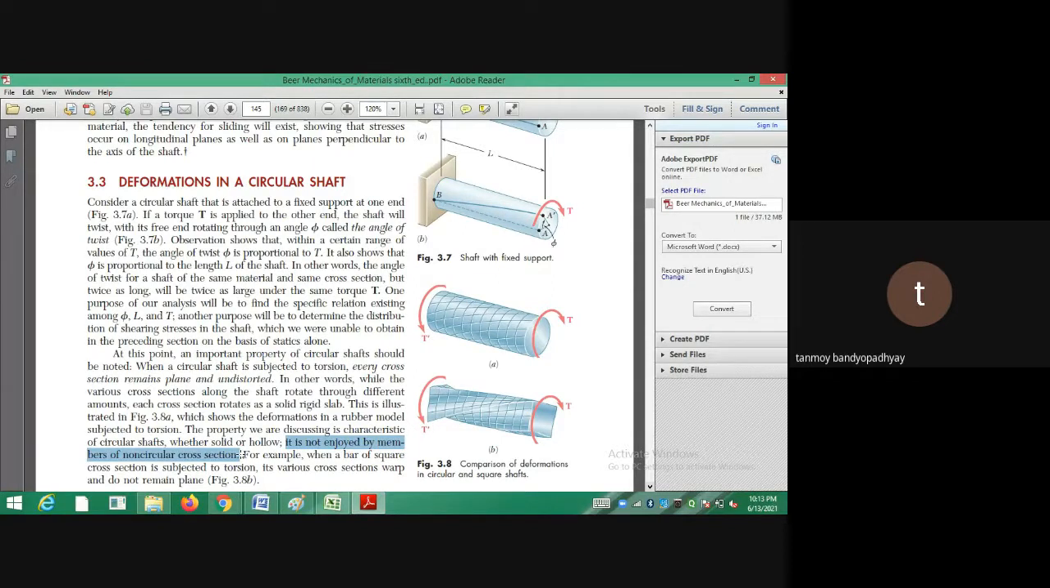So these are certain things we have to understand. What is the difference between a shaft and other members? A shaft is, by definition, a circular member that is designed to carry torsion. Okay?